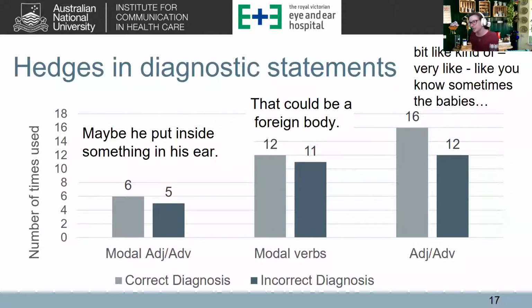Hedges in diagnostic statements is the third big thing we looked at. So modal adverbs, adjectives, modal verbs, and regular adjectives and adverbs. And you can see there was not a lot of difference between them in terms of correct diagnosis and incorrect diagnosis. So it was things like maybe he put it inside his ear, or that could be a foreign body, or as you can see the last example about adjectives and adverbs, bit like kind of very like you know, sometimes the baby. So that was an actual thing that a doctor said, and really indicative of that type of sort of hesitations and false starts that we had with a lot of the incorrect diagnostic ones.